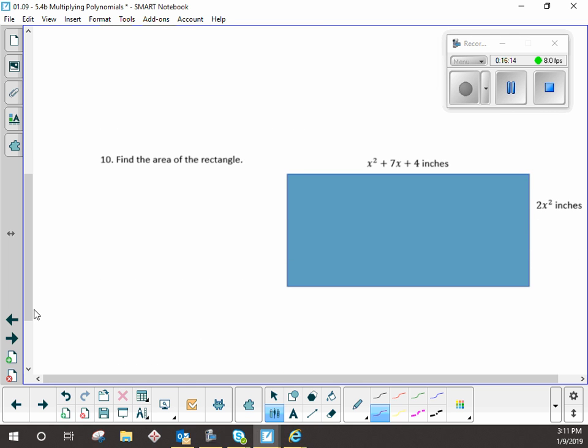So talking about this last problem, it says, find the area of the rectangle. Yesterday we did perimeter because we were adding stuff. Today we're doing area because we're multiplying. How do you find the area of a rectangle? What's the formula? Length times width, right? So what is the length here? And then times the width. What's the width? Yeah. So this is what kind of problem? A distributive. So distribute that 2x squared.